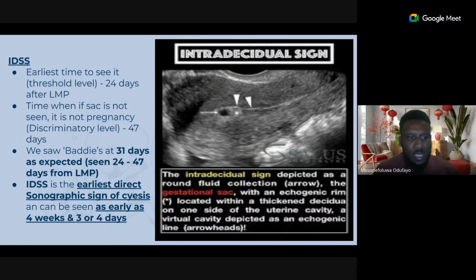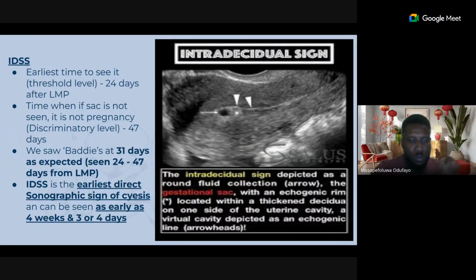So the intradecidual sac sign is the earliest direct sonographic sign of pregnancy and can be seen as early as 4 weeks and 3 days or 4 days, especially in this kind of clients. And remember, the threshold level is about 24 days. Now, you might not see it in everybody at their 24th day. It's rare, but it's part of the curve. It's part of the series of studies that have been done, and in some people it's already present on the 24th day. But as early as 4 weeks and 3 days, or 4 weeks and 4 days, we can see it.